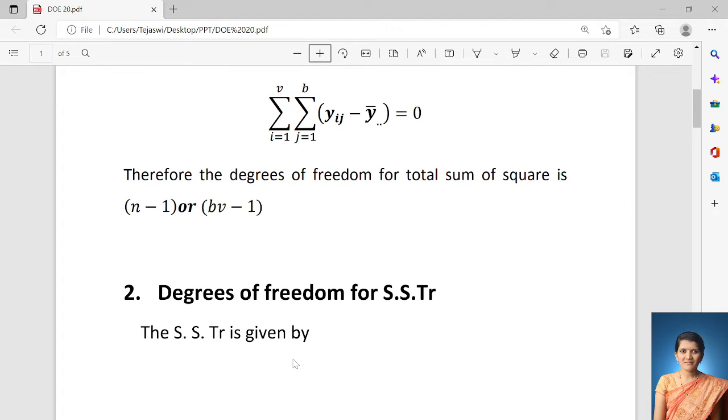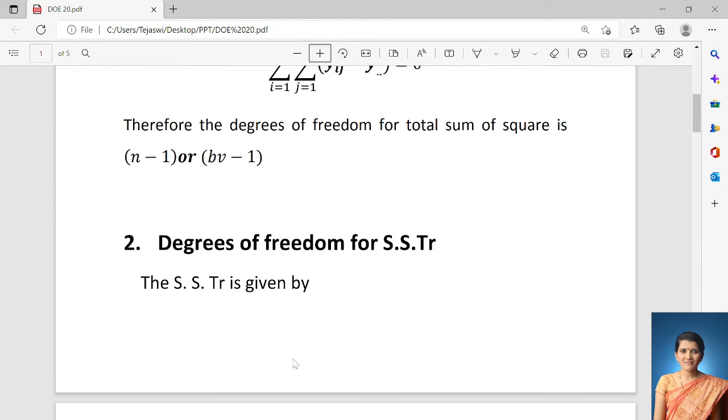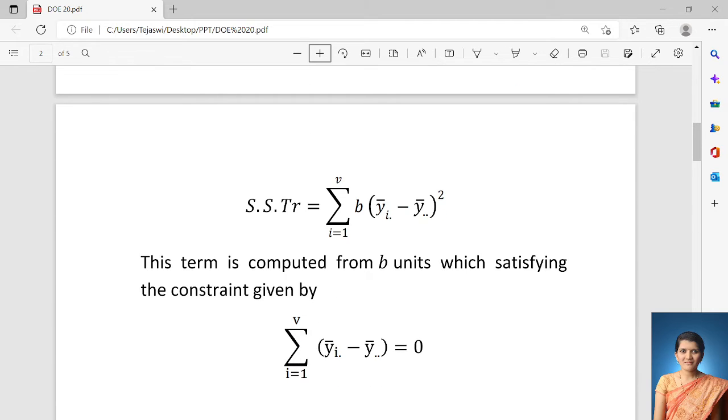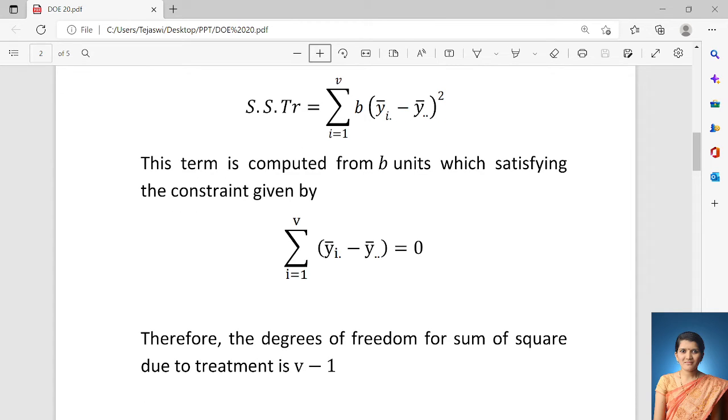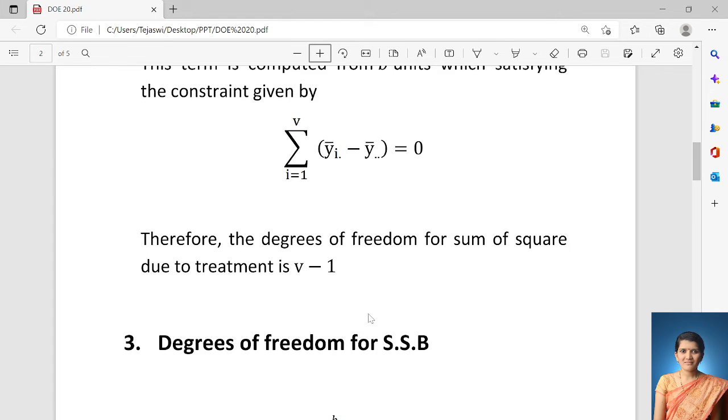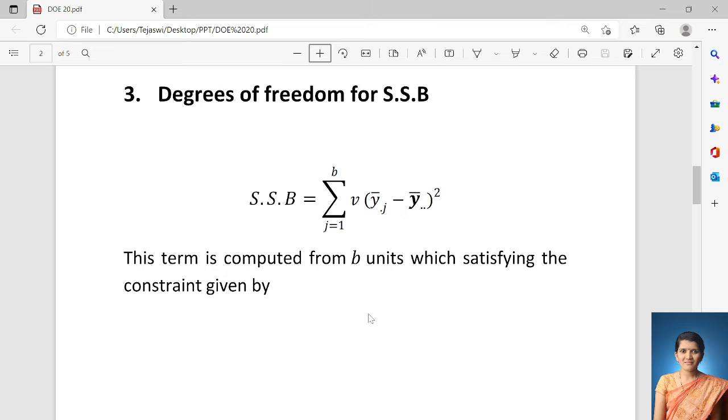Now the degrees of freedom for the sum of square due to the treatment. The sum of square of treatment is given by b times summation over i of (yi dot bar minus y double dot bar) whole square, and this term is computed from v units, so it satisfies the constraint given by the summation over i of (yi dot bar minus y double dot bar) is equal to 0. Therefore, the degrees of freedom for this sum of square due to the treatment is v minus 1.